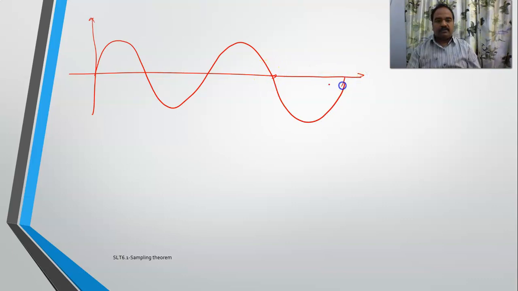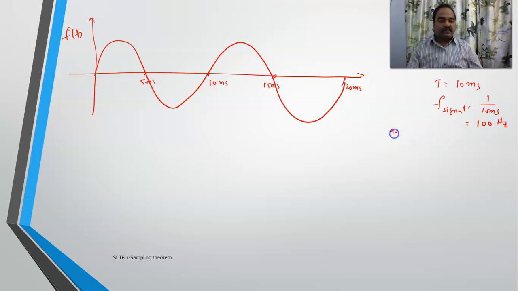Now let us suppose this is my original signal f of t. Okay. Now this is my frequency. Let us suppose this is 5, this is 10, this is 5 milliseconds, this is 10 milliseconds, this is 15 milliseconds, and this is 20 milliseconds. Which means that my time period is 10 milliseconds, and the signal frequency is 1 by 10 milliseconds, somewhere around 100 hertz, right?